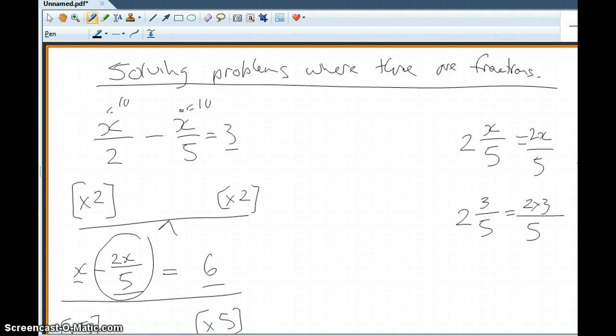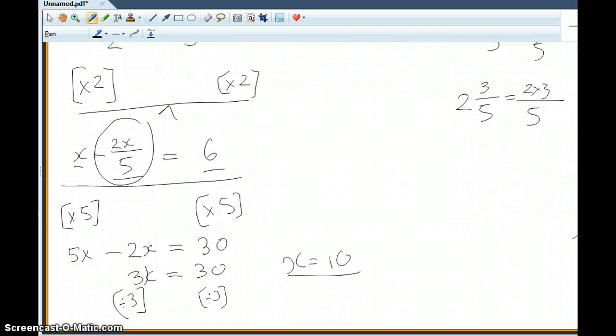Check your answer. Both x's are 10. 10 over 2 is 5. And then 10 over 5 is 2. 5 minus 2 is 3. So it works. x is 10. You can see some concerned faces out there. Let's look at another one.